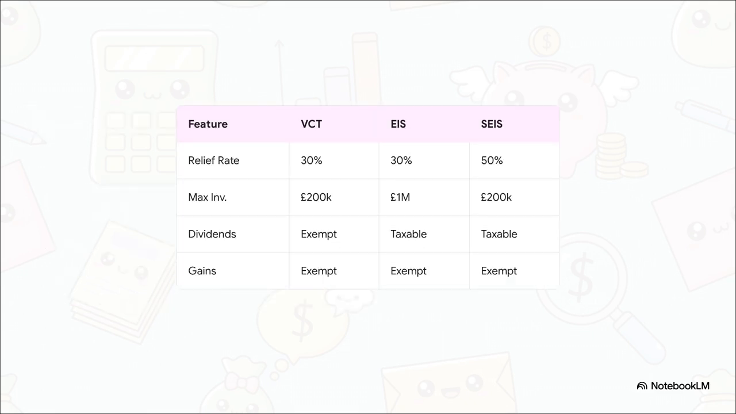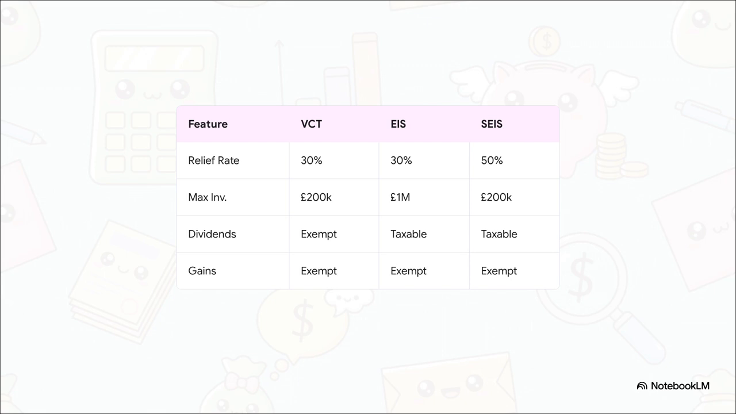I cannot stress this enough, class. You must memorize this table. This is the holy grail for comparing these schemes. Notice how SEIS gives you a whopping 50% income tax relief, capped at £200,000. EIS gives you 30%, but up to a massive £1 million.